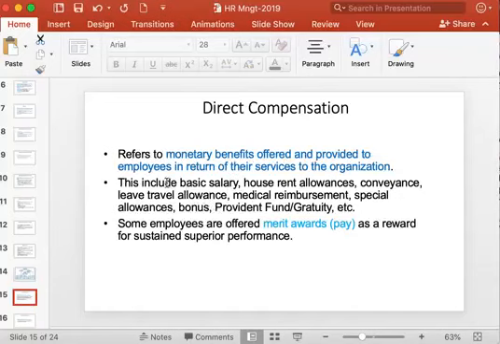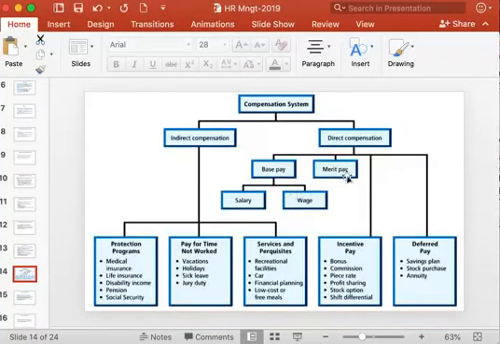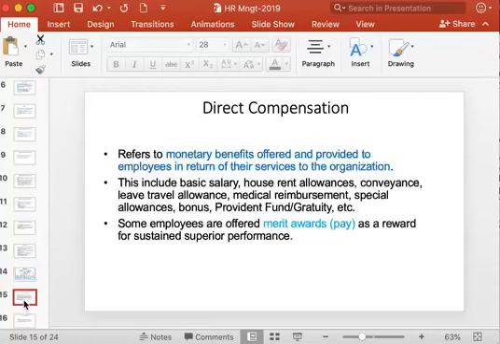So direct compensation refers to monetary benefits offered and provided to employees in return for their services to the organization. This includes basic salary, house rent allowance, conveyance, leave, travel, and so on. Some employees are offered merit pay as a reward for sustained performance. As you saw here, merit pay is given to employees as a reward for sustained performance.